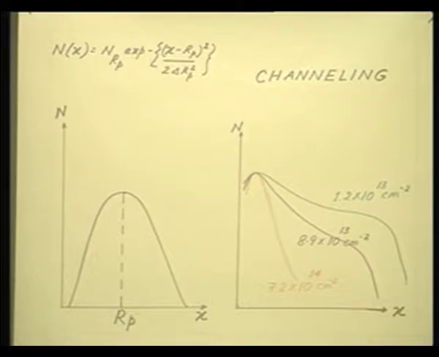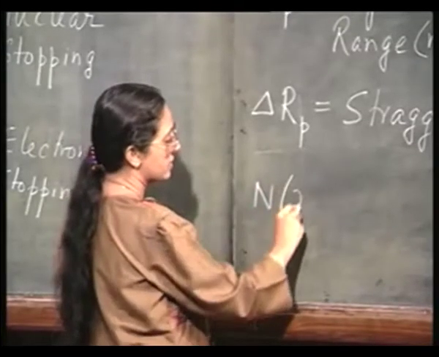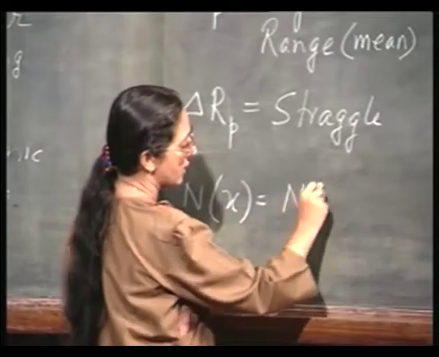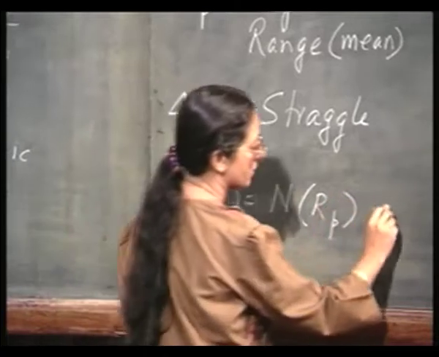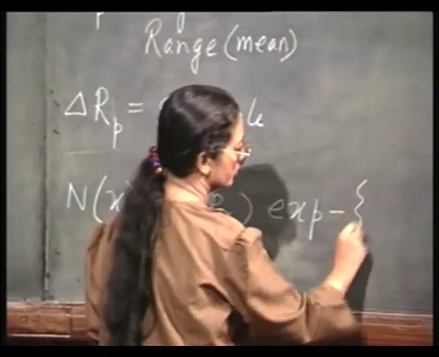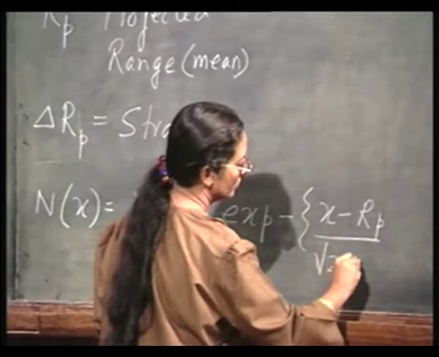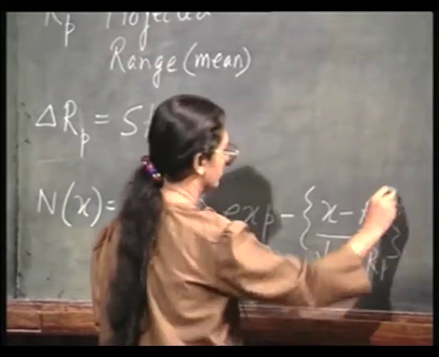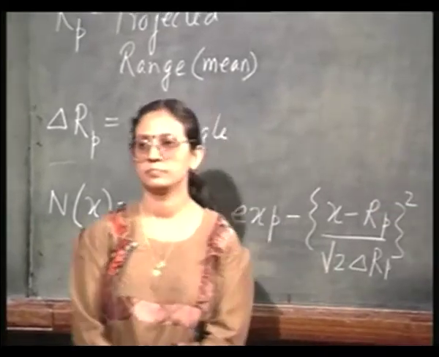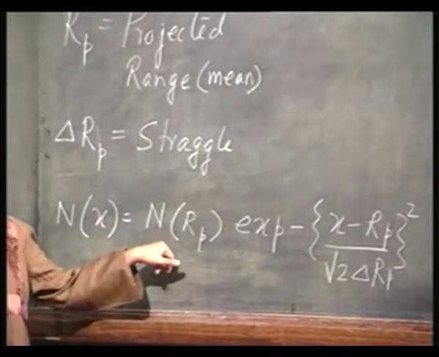It is a simple Gaussian function, and a Gaussian, you know, is characterized by the peak exponential of x minus the peak position divided by the straggle. Okay. So, that is what is going to happen. Nx is going to be given as n at Rp.